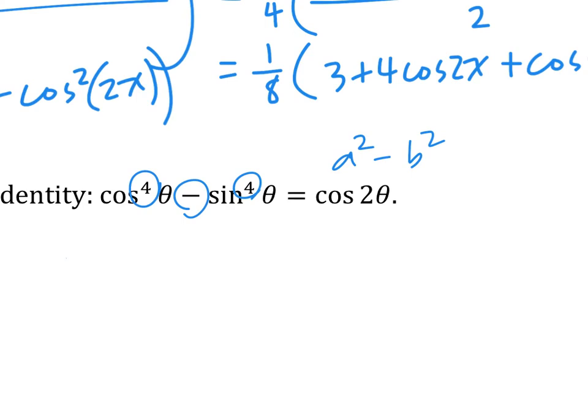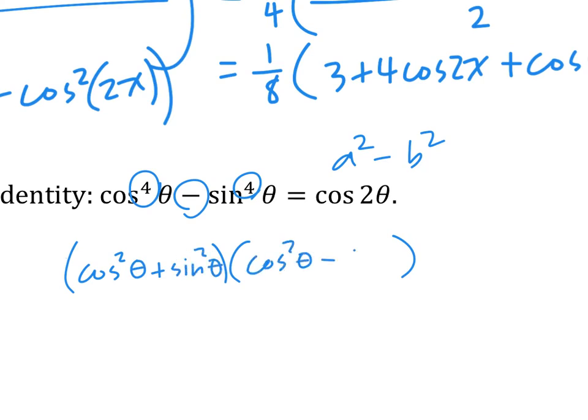We don't have a square, but we have a fourth, but it's the same idea. Can I factor this? What does it become? Cosine squared minus sine squared. Anytime you see the same thing, minus, you need to remember a squared minus b squared, no matter what degree it is. Could be the 6th, could be the 8th, could be the 10th. You got to remember that, or else it would take too long.